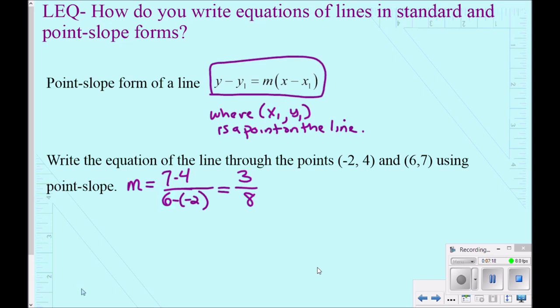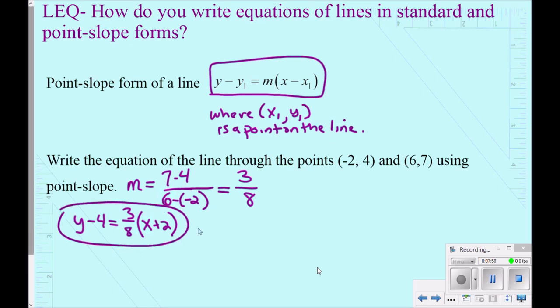So we're going to go ahead and substitute that into point slope. We're also going to pick one of the 2 points, it does not matter which, and substitute in for x and for y. So if I use the first point, y minus 4 is equal to m, which is the slope 3/8, times the quantity x minus -2. Well, minus -2 we know is +2. And that would be the equation in point slope form.